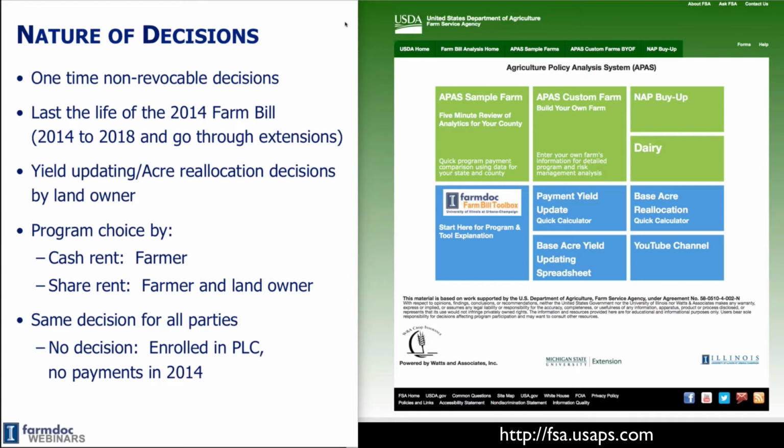Program choice is by who has the share of the crop. And if it's a cash rent situation, the farmer has that. And if it's a share rent, the farmer and the landowner will share in those decisions. They have to make the same decision, but they will share in those decisions.